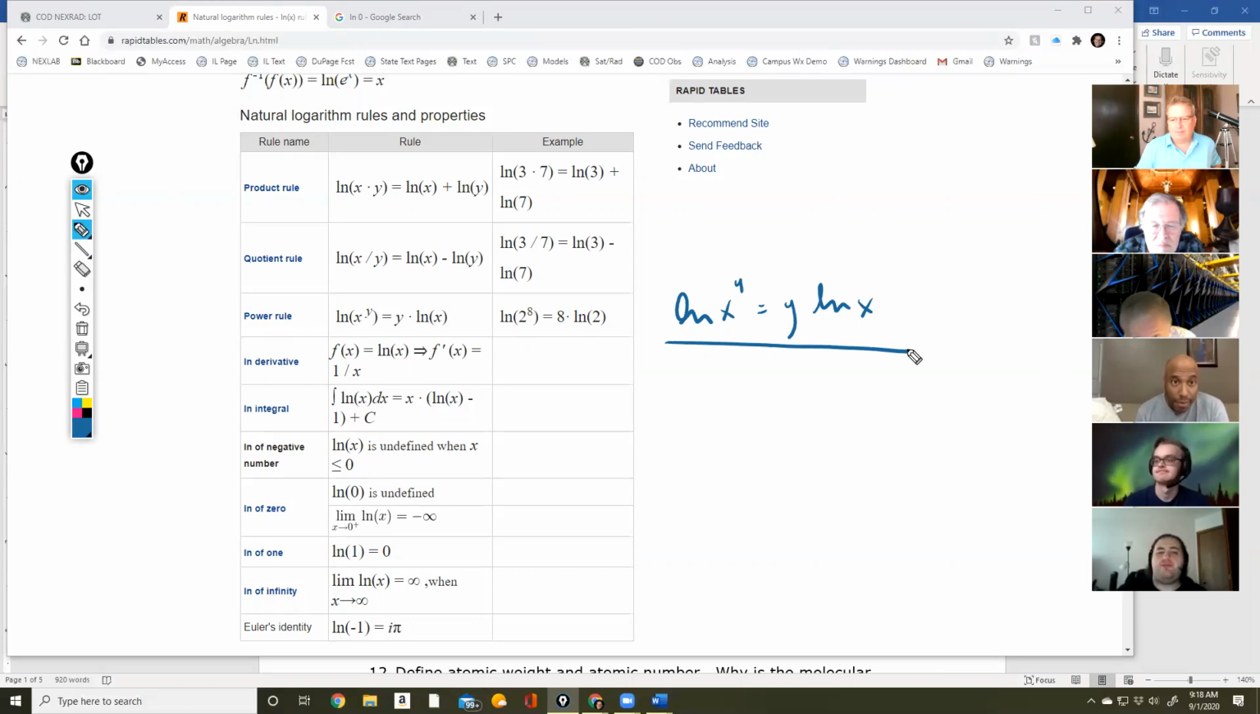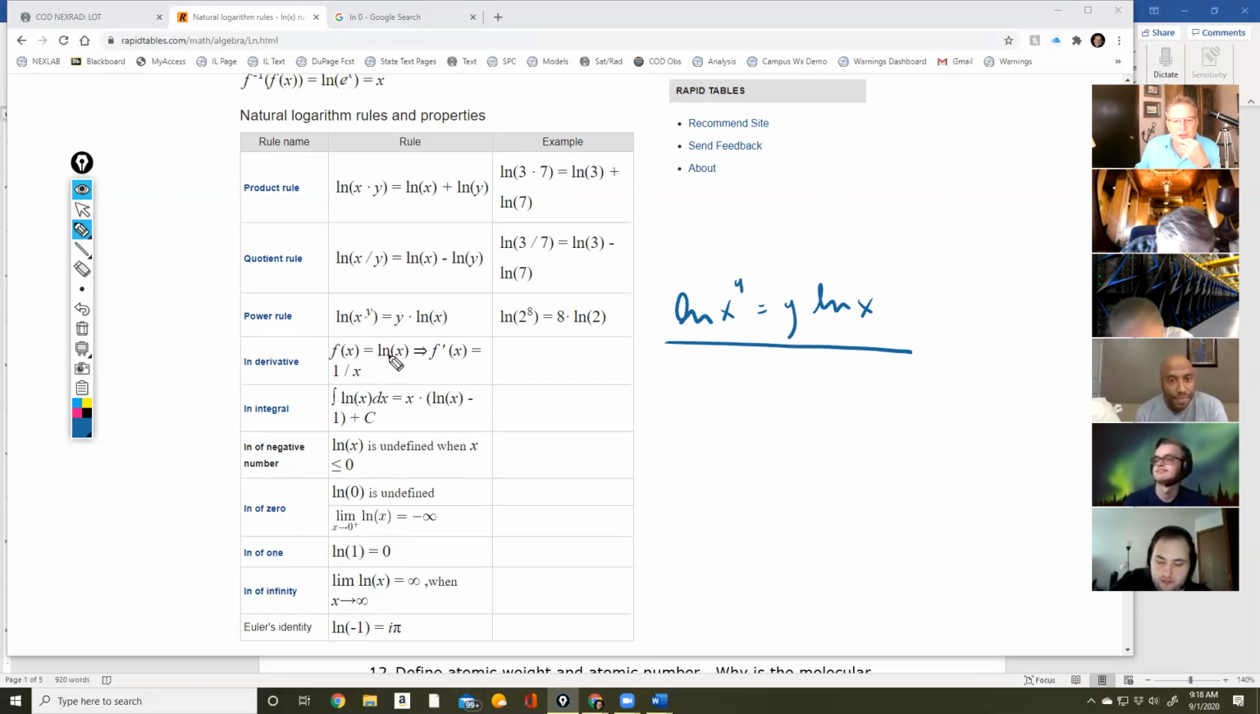That one's the power rule, right? That one is called the power rule. So these first three things are pretty important. Here's a couple of things too. The log of infinity, the log of 1, the log of 0, the log of a negative number is undefined. Those are all things we've talked about.